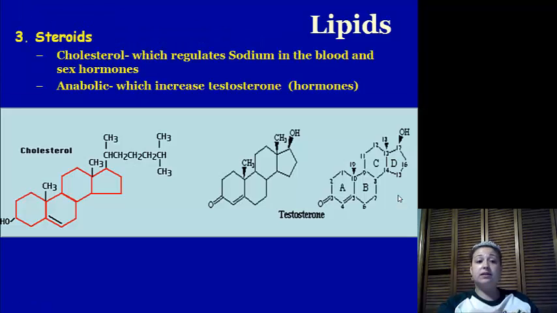Now, steroids. Steroids, such as cholesterol, regulate the sodium in the blood. And then we have things like anabolic steroids, which increase testosterone or deal with the hormones. And we'll see about those later.